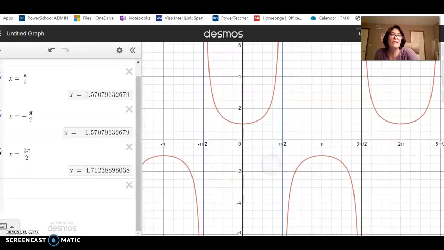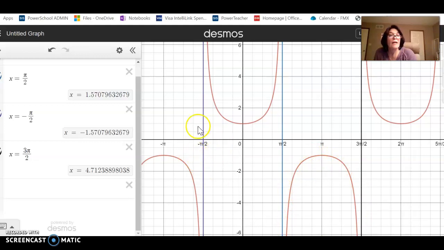So starting at 0, for secant, we start at (0, 1), and it's a parabola opening up between negative pi over 2 and pi over 2. And then from pi over 2 to 3 pi over 2, we have a parabola opening down at (pi, negative 1). Okay? The period is still 2 pi. We call this first part of the period starts at negative pi over 2 and goes to positive 3 pi over 2. That's a span of 2 pi.